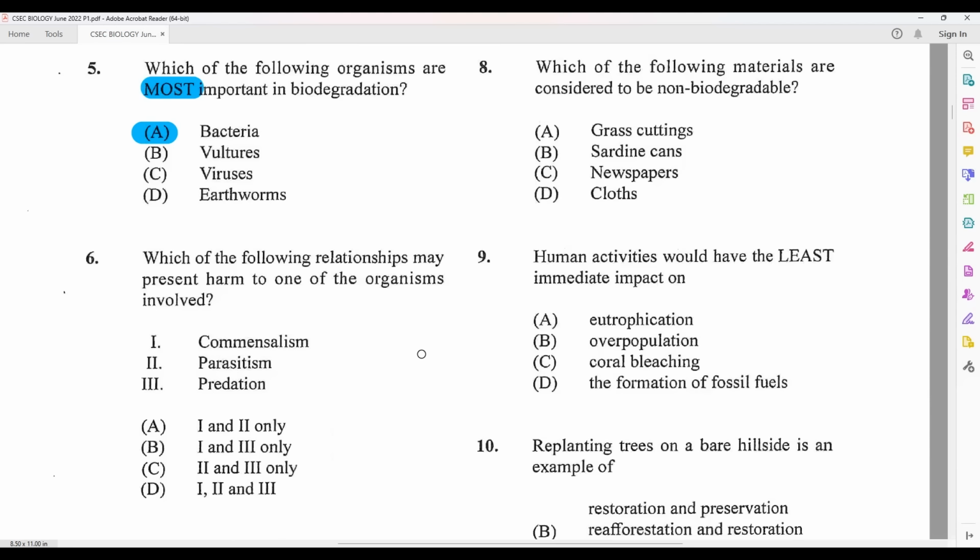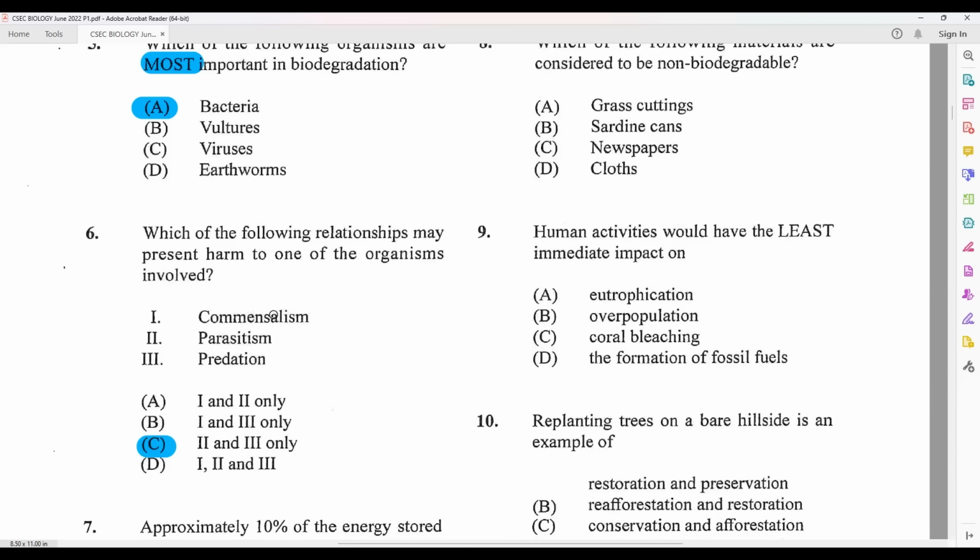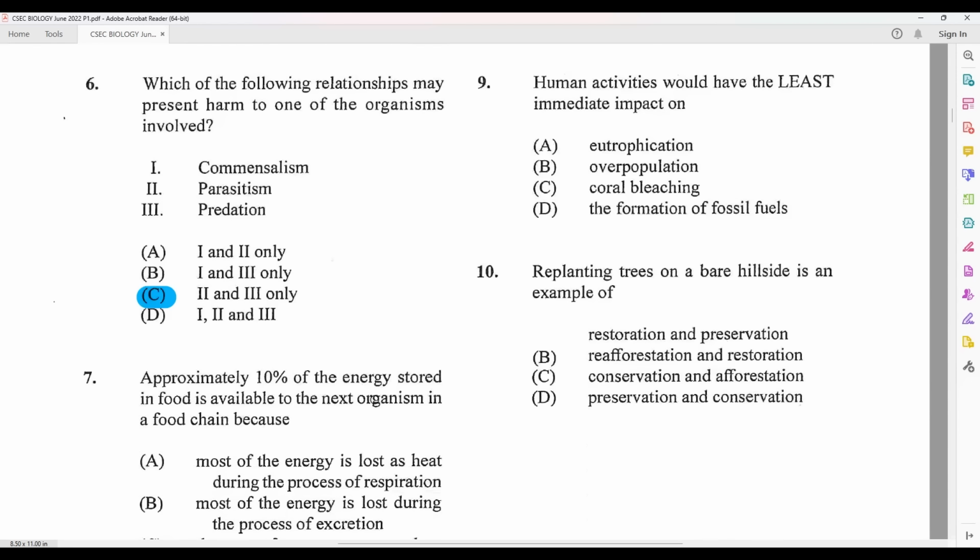Question 6. Which of the following relationships may present harm to one of the organisms involved? Commensalism, parasitism, predation. 2 and 3 are presenting harm. So we are looking for that as the answer, and we see 2 and 3 only. C. Commensalism is not presenting harm. Remember, one organism benefits while the other is not endangered or harmed. That's what commensalism is. So it would have been incorrect for this question.